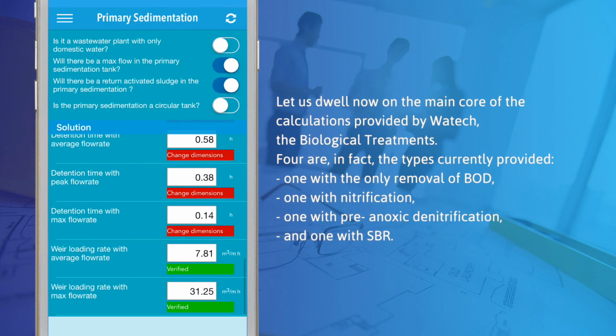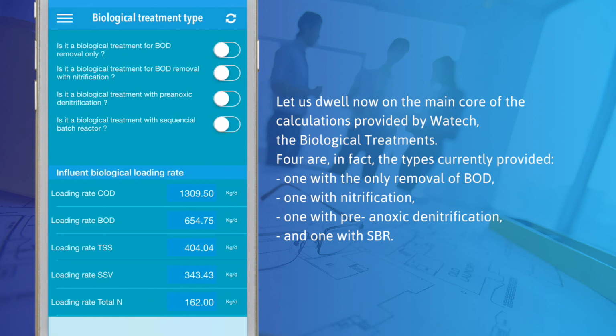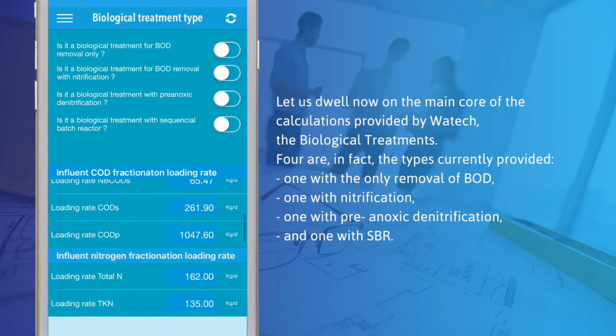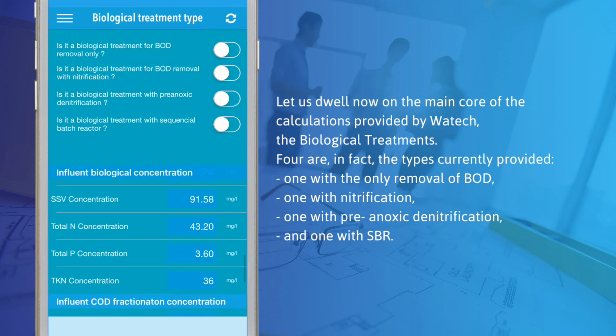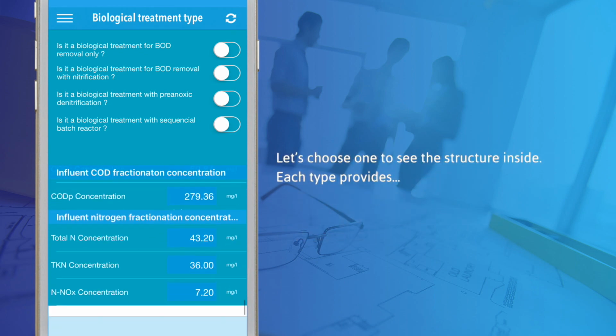Let us dwell now on the main core of the calculations provided by Watech, the biological treatments. 4 are in fact the types currently provided: 1 with the only removal of BOD, 1 with nitrification, 1 with pre-anoxic denitrification, and 1 with SBR. Let's choose one to see the structure inside.